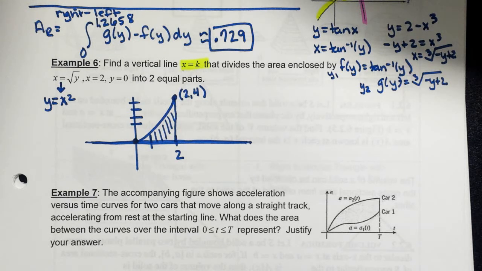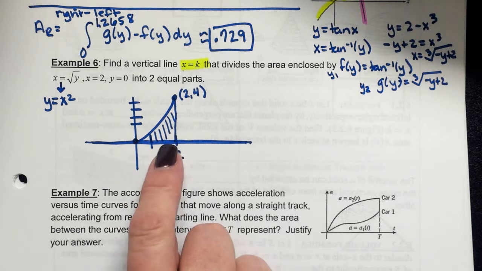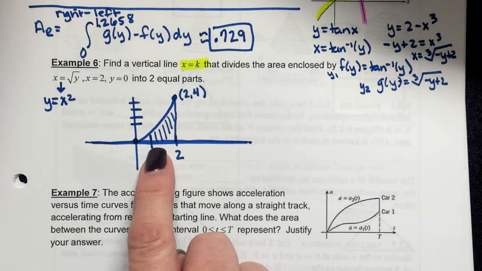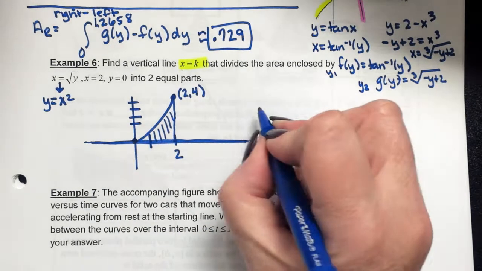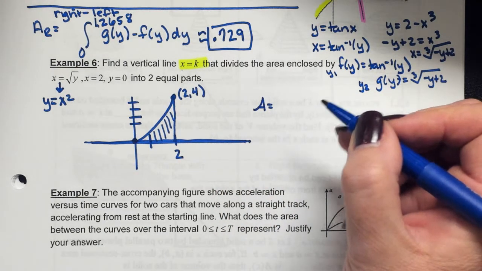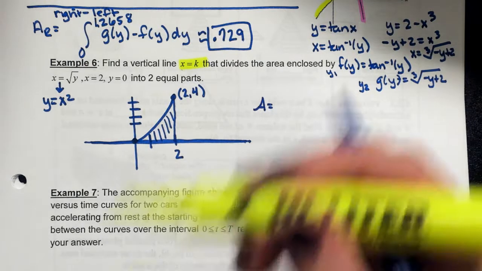Now the question's asking me to find the equation of some vertical line that will divide this region into 2 equal parts. Well, before I can figure out where this vertical line is going to be, don't I need to know what the area of this entire region is going to be? So first step is going to be to find the area of this entire region. Can I do a top minus bottom on this graph? Yes, I can.